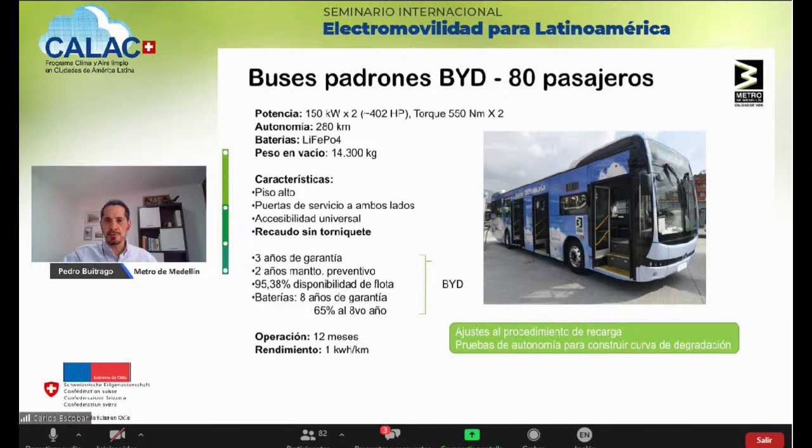Our system has high floor stations. On the left-hand side, it has doors of 90 centimeters, and on the right, it also has doors. It has universal accessibility. They also have platforms for PMR users. It has route informants. It has auditive and sound signals that are letting the users know about the location and the operational conditions.